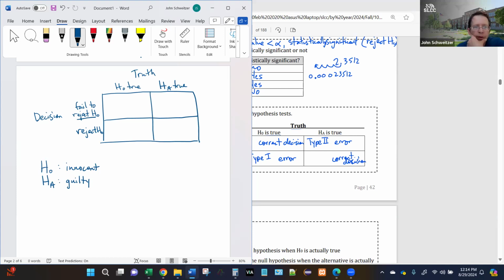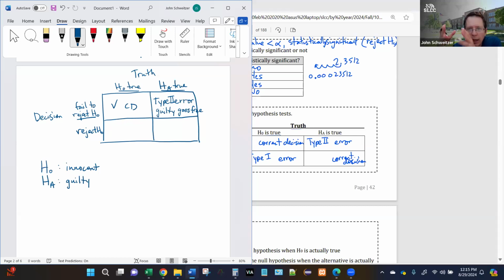If the null is true, if they're truly innocent, then you've made the correct decision, and that's good. If you fail to reject the null, but they're actually guilty, then you've made an error. And what is that error? That's guilty goes free. The person is guilty, but you did not find them guilty. So that's guilty goes free, and that's the type 2 error.